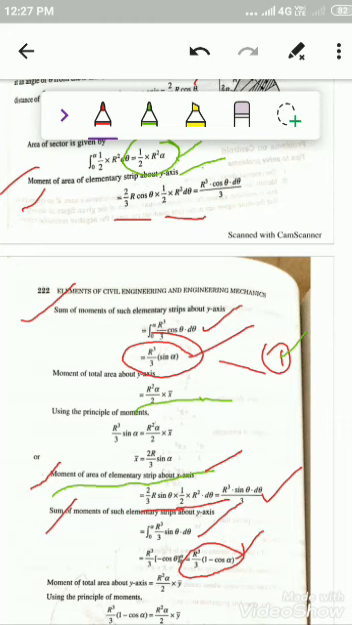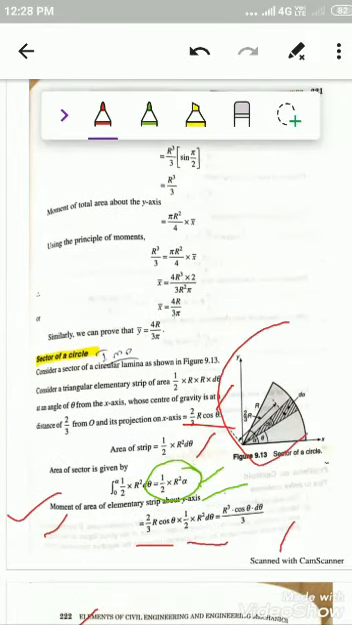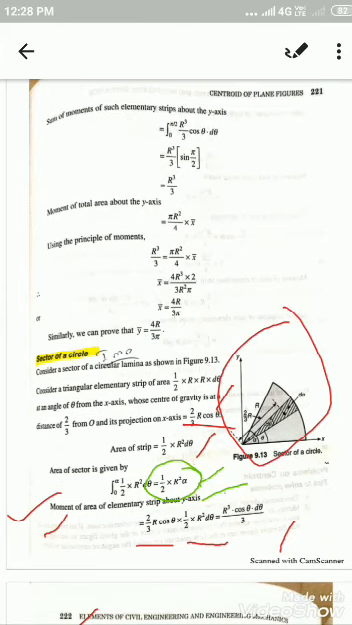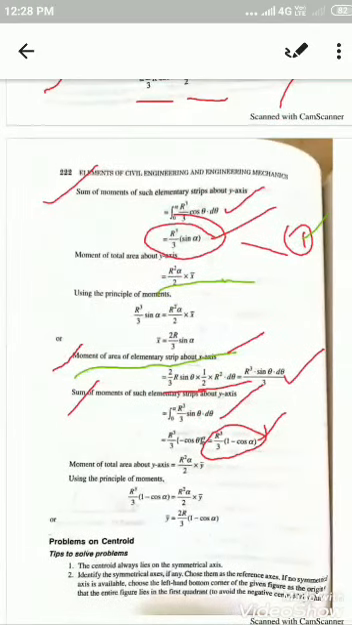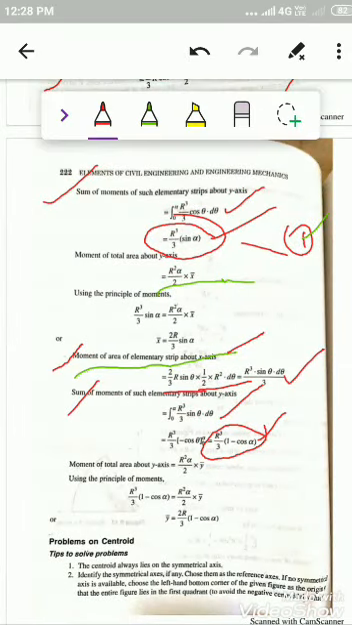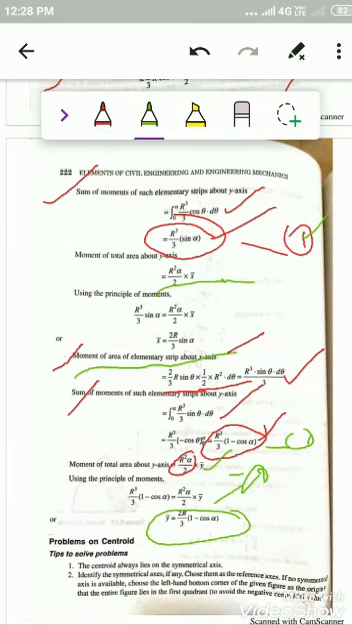Now the moment of total area is nothing but you have to consider the entire area of the sector. So the moment of total area about the x-axis is equal to area, which we know is r square into alpha divided by 2, and the perpendicular distance is y bar. Clear? Just consider this as equation 1 and this as equation 2. Just equate these equations, and you will get the y bar value. Clear? This is the x bar and y bar of a sector of a circle.